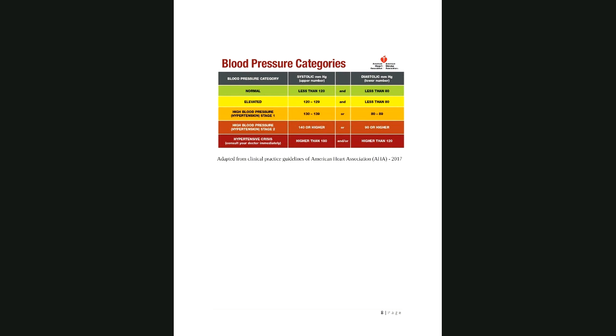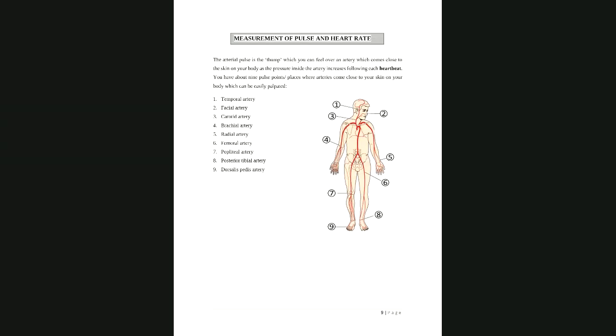And let us see the pulse examination, and this part we have already done. These are the different pulses which we can examine, like temporal artery, facial artery, carotid artery, brachial, radial. So in this particular experiment, the brachial artery and the radial artery are more important. We are not looking at the other areas.